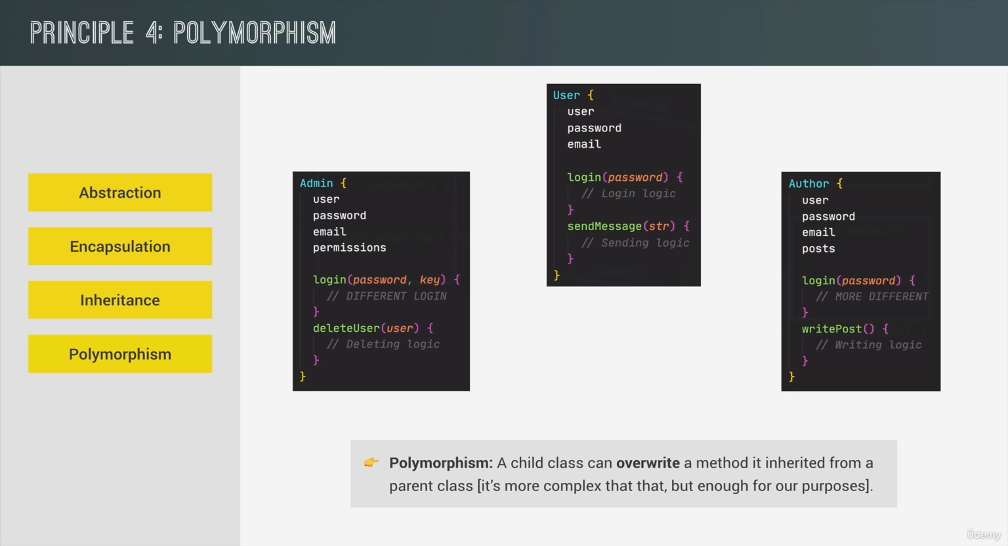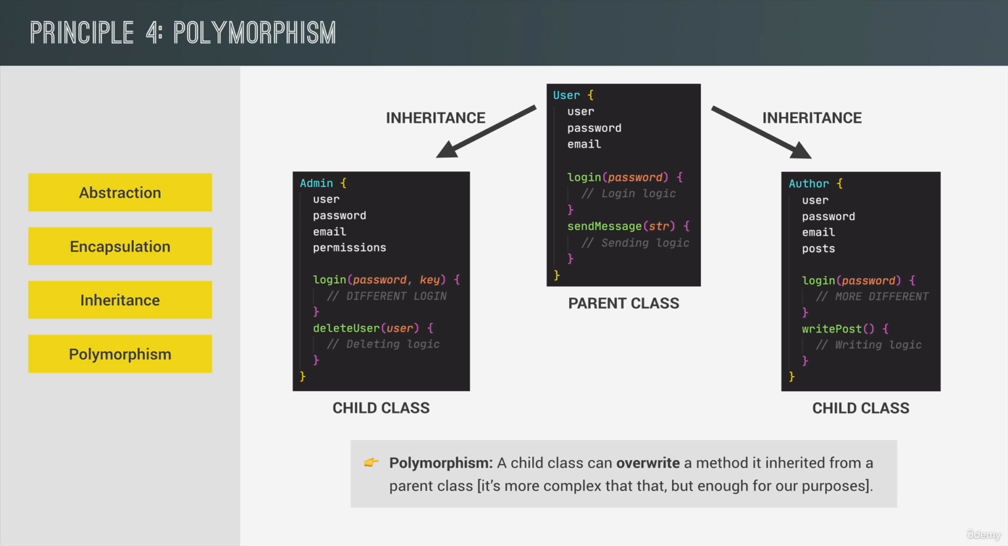And here are our user and admin classes again. But now we also have a third class, which is the author. Now, admin and author are both really just special kinds of users. And so it makes sense that they both inherit from the user class, just like we studied in the last slide. Therefore, they inherit all the properties and methods from the user class, but we're going to focus on the login method now. Now, let's say that an admin requires a different kind of login method.